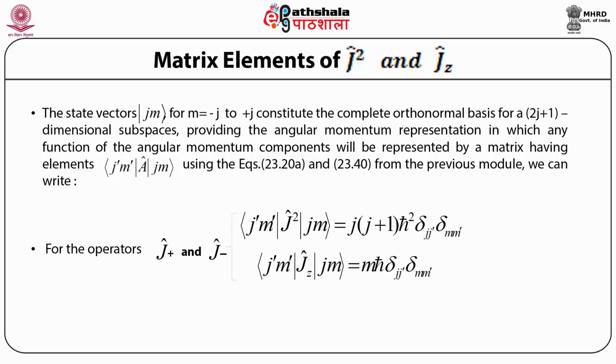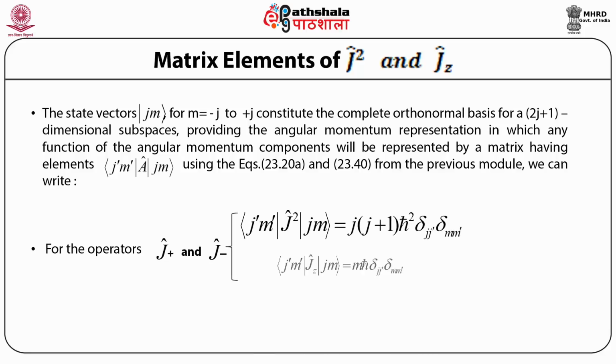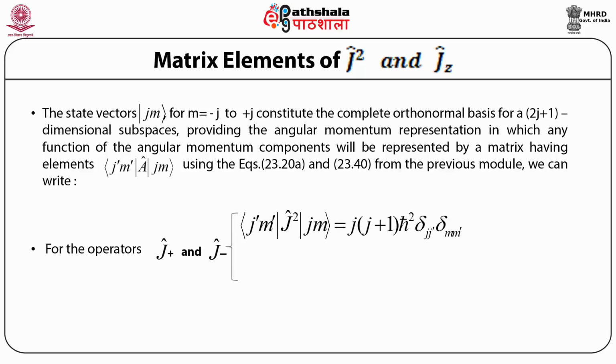Here the delta J J prime means that if J is not equal to J prime, then this delta goes to 0. Similarly, delta M M prime means that if M is not equal to M prime, then this delta goes to 0.